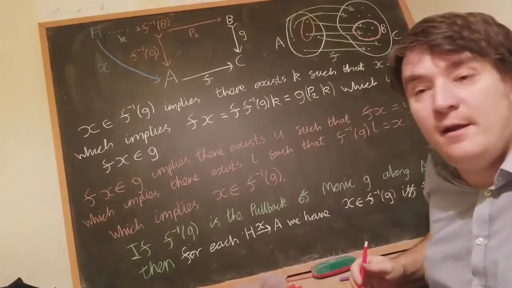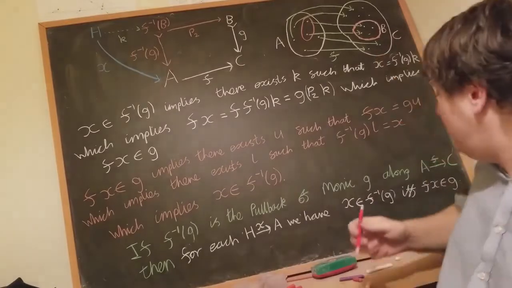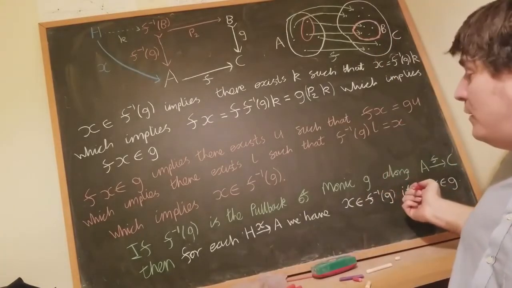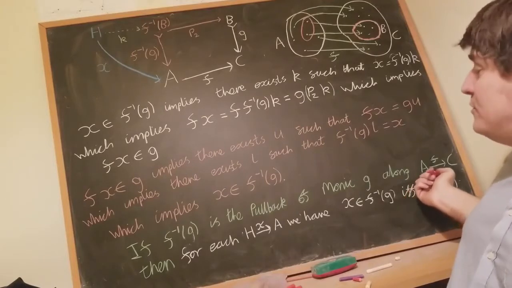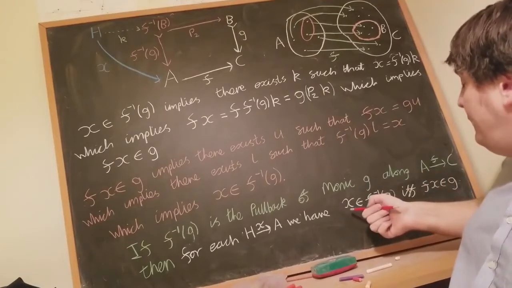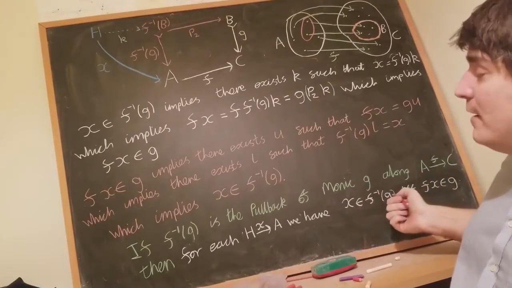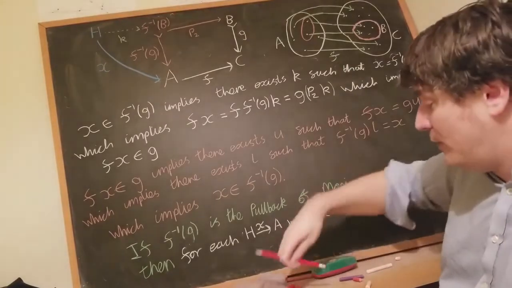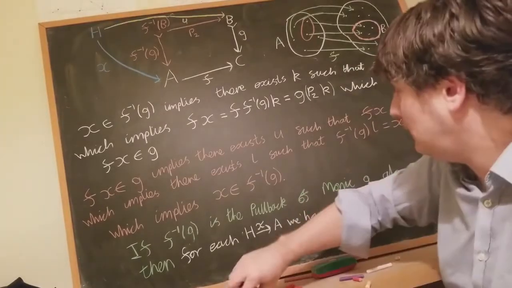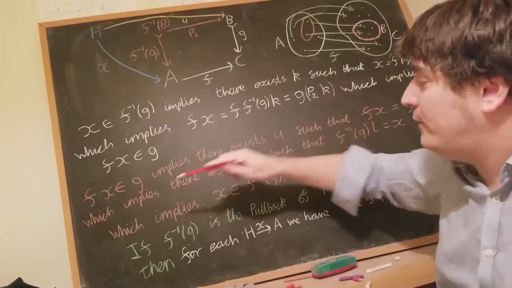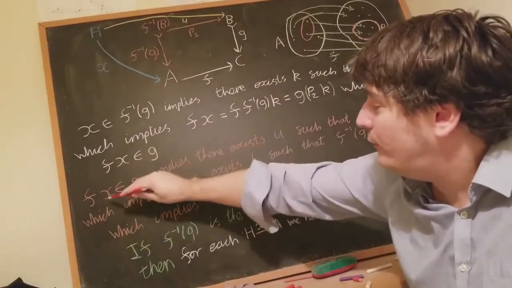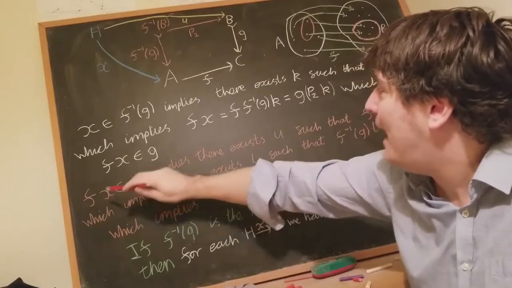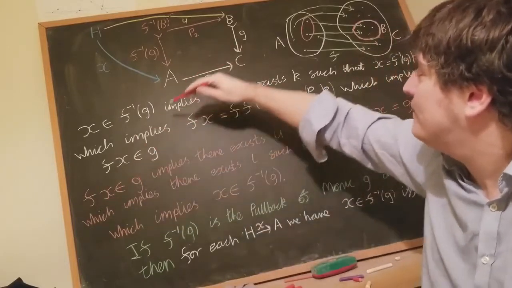So that's fine, but now we want to go the other way around. We want to show that saying that f after x is in g implies that x is in f to the minus 1 of g. So let's do that. Let's now go for the converse. We're now going to suppose that f after x is in g.